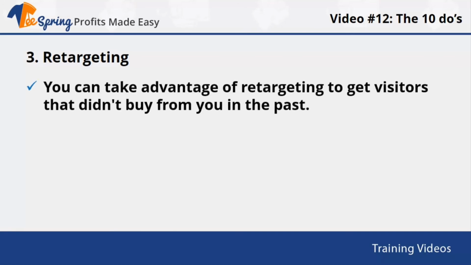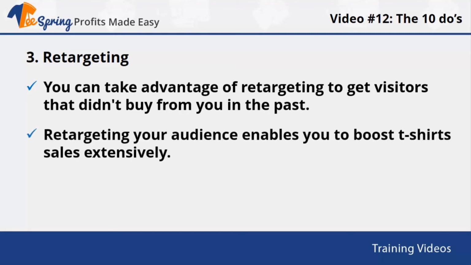3. Retargeting. If you're running a successful Teespring campaign but the conversion rate is low, you can take advantage of retargeting to get visitors that didn't buy from you in the past back to your site. Retargeting your audience enables you to boost t-shirt sales extensively. You can use Google retargeting and Facebook retargeting options to get your lost audience to return and give you another opportunity to convert them into customers.